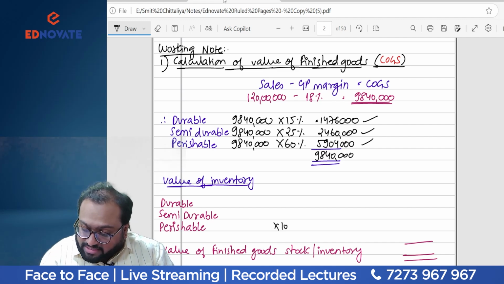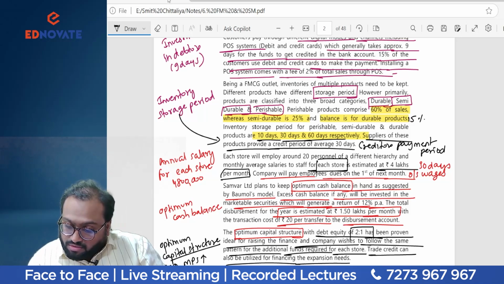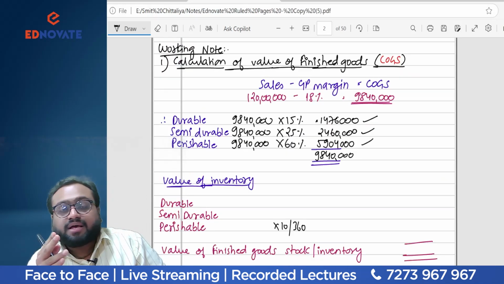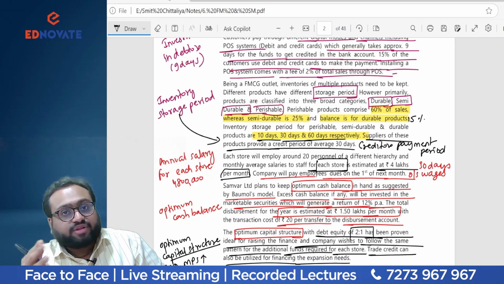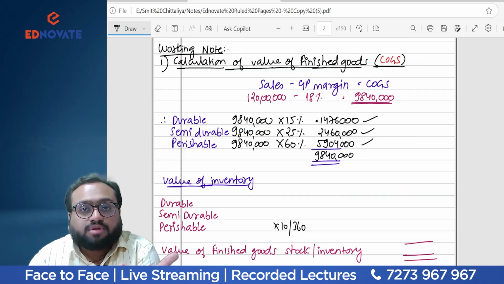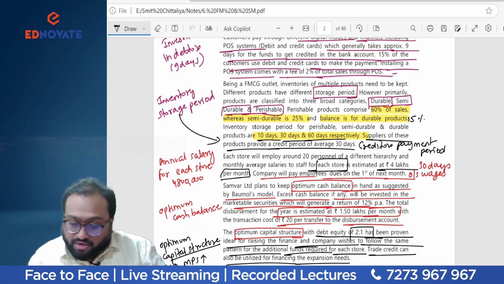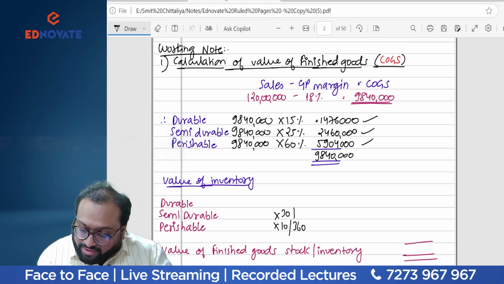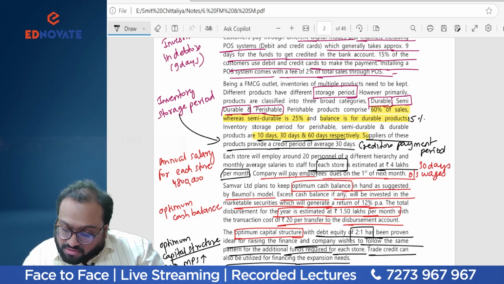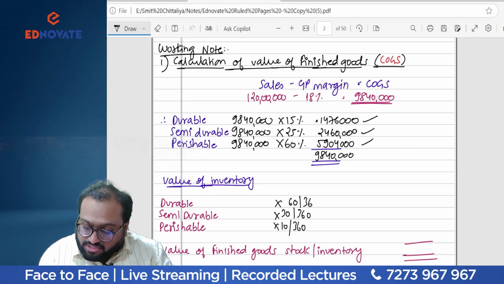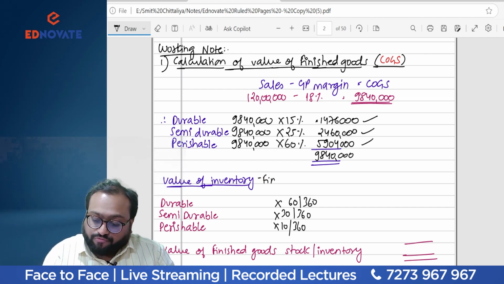So perishable 10 days, 10 divided by 360 days. Why have we taken 360 days? Because there is an average 30 days of credit period given. Here we are assuming a year of 360 days, and in FM we do assume a year of 360 days. Semi-durable has an inventory storage period of 30 days, so 30 divided by 360, and for durable it is around 60 days, so 60 divided by 360. We will multiply with each individual value so that we get the value of inventory with respect to finished goods.